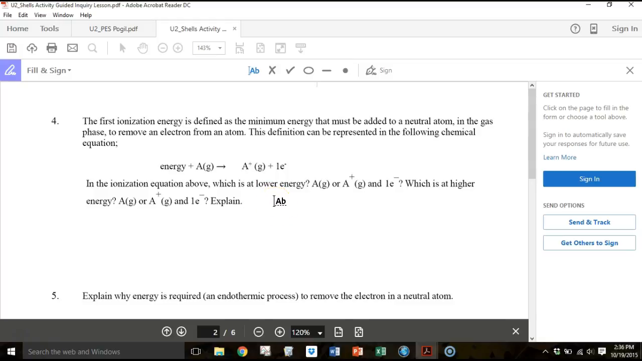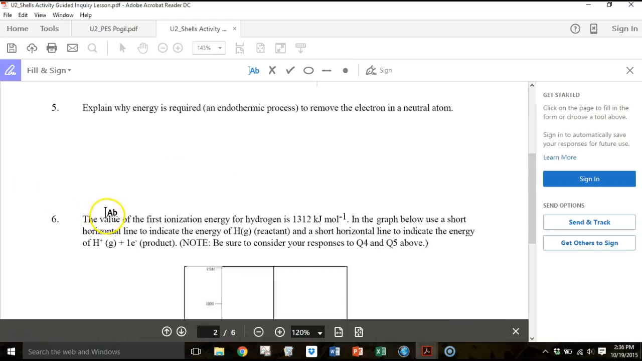So thinking about it from that respect, it requires an input of energy. You see the energy term on the reactant side, which is a characteristic of endothermic. So all those things together give us number 5.